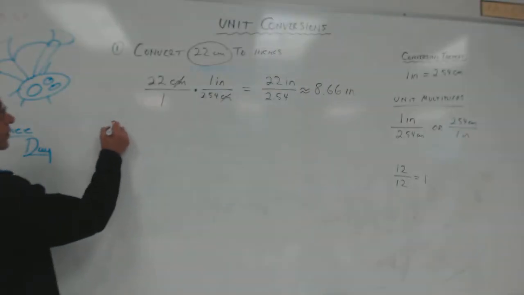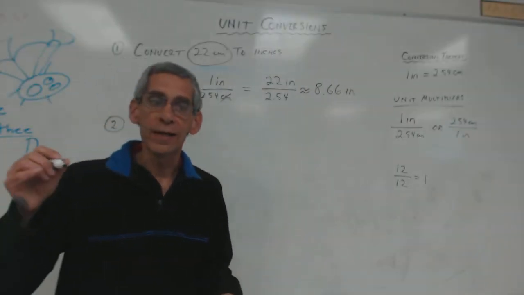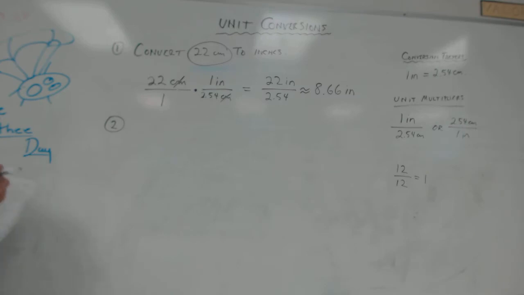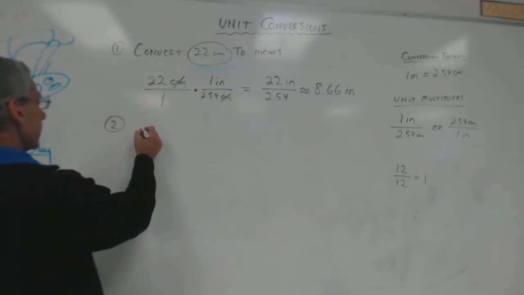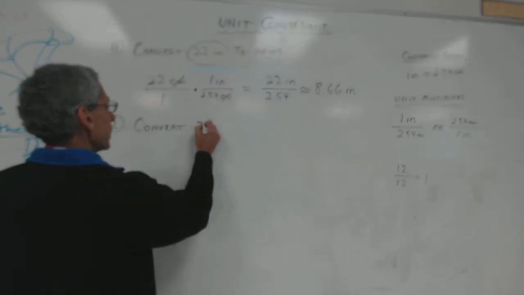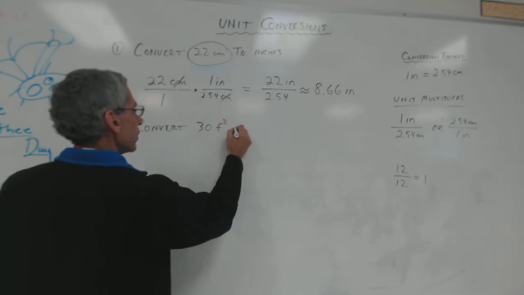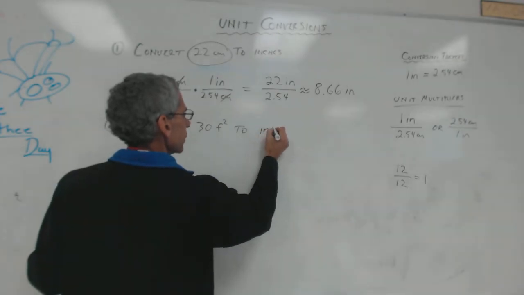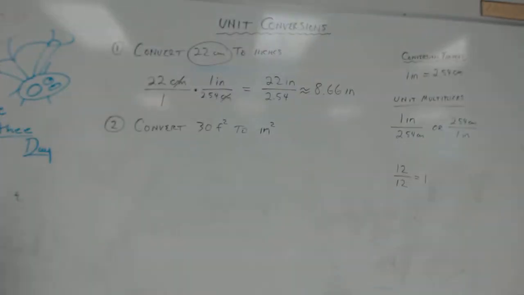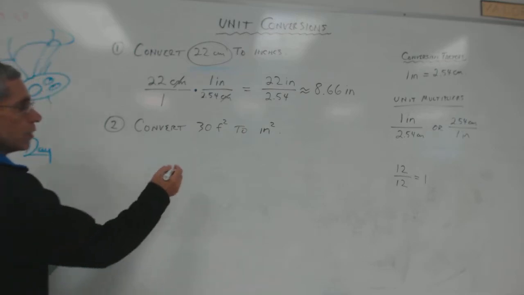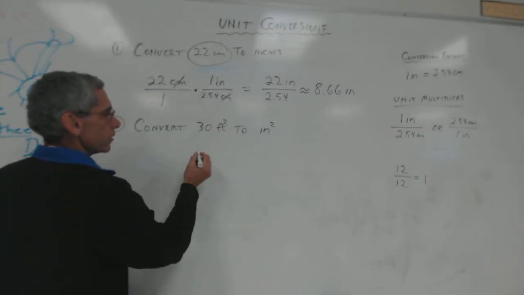All right, so number 2. Now I'm going to show you how they might get more complicated. This is just a simple one, not the complicated ones. It says: convert 30 feet squared to inches squared. Why do you have to make it squared? But it's easy. You're going to see, with this method, how easy it is. Oh, feet, sorry, I forgot the T.